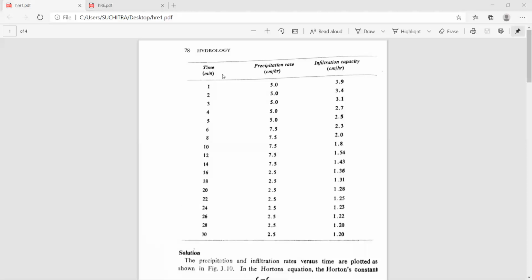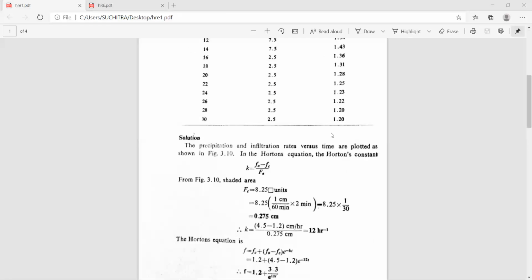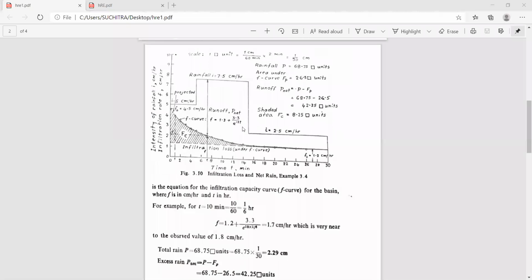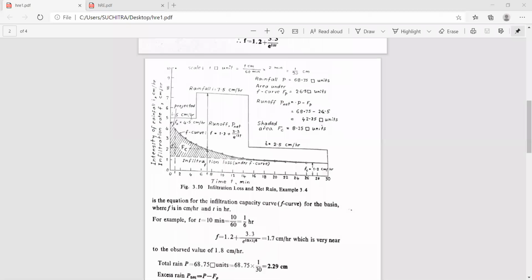Here, the recorded times in minutes are given. You can see 1, 2, 3, 4, 5, 6, and after this, at an interval of 2 minutes, the values have been recorded. These are the precipitation data in centimeters per hour, and this is the infiltration capacity in centimeters per hour. With these values, you have to plot this graph. First you have to draw the hyetograph, then you have to draw this infiltration curve.